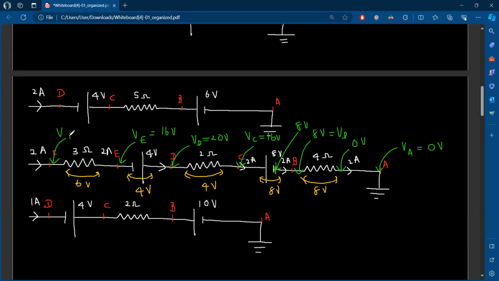It's 22. 16 plus 6 is 22 volts. The younger one's age is 16 and the age difference is 6, so the older one's age is 22. Is it clear for everyone? If there is any doubt, please ask me now.